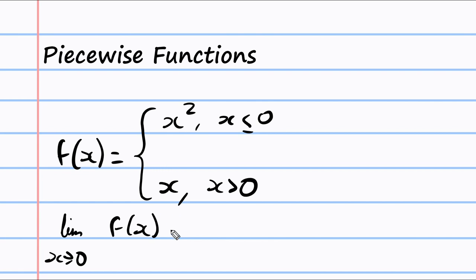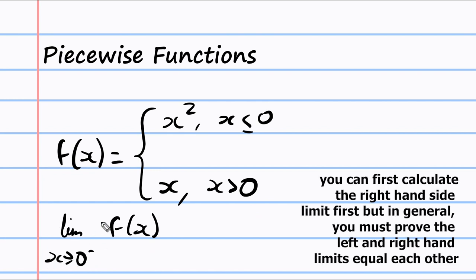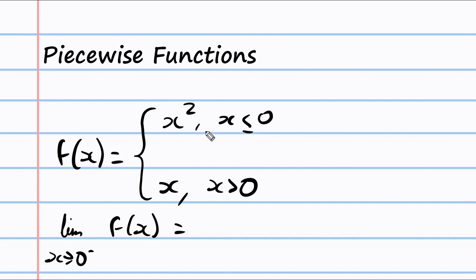What we have to do is first calculate the left-hand side limit. What's the limit as x approaches 0 from the left-hand side of f of x? How do you evaluate that? Well, we have to look at the function specifically when x is less than 0, because that's what the left side means. So f of x equals x squared for values of x less than 0.